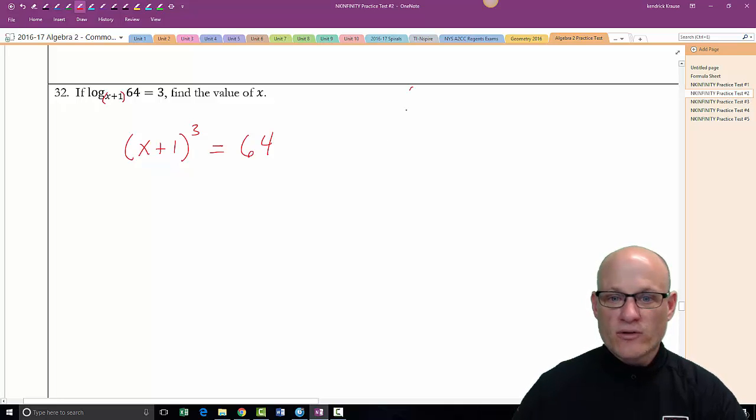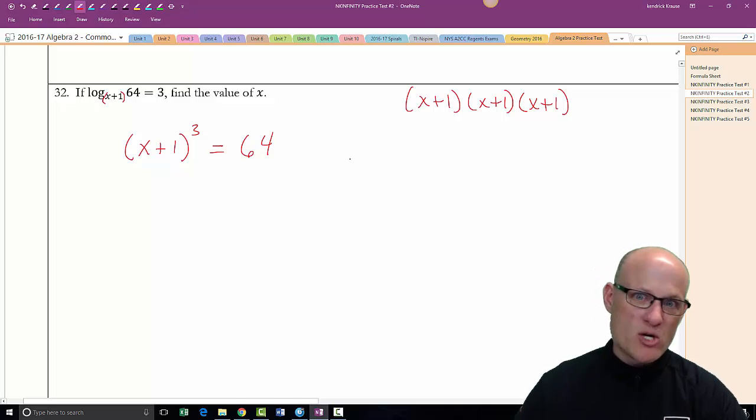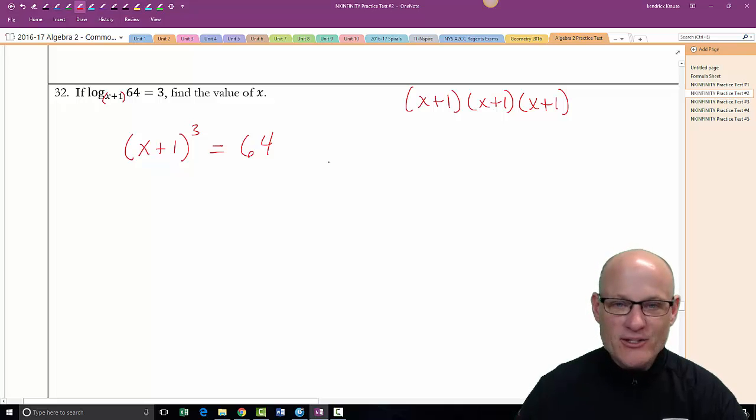They started going over here and going, okay, x plus 1 times x plus 1 times x plus 1, and then they triple distributed that out and got some crazy thing and then moved everything over and moved the 64 over, then tried to... It was crazy. How do you do it?